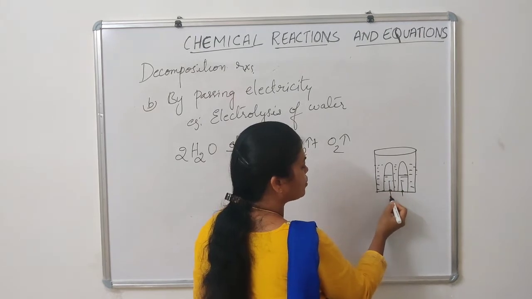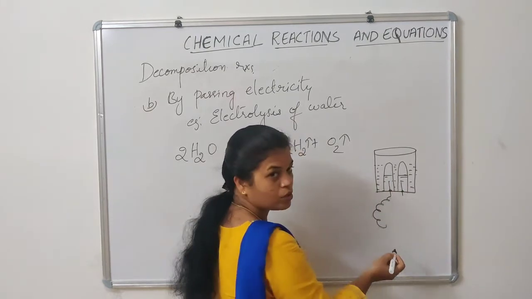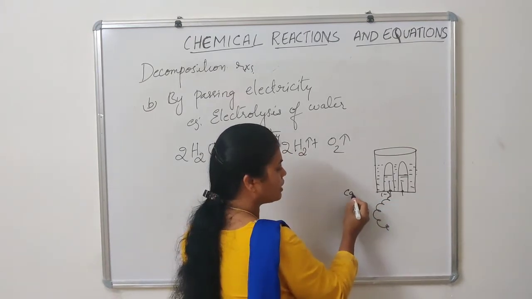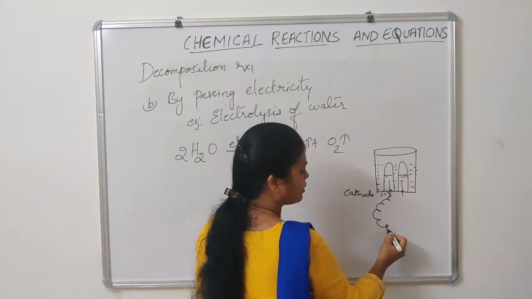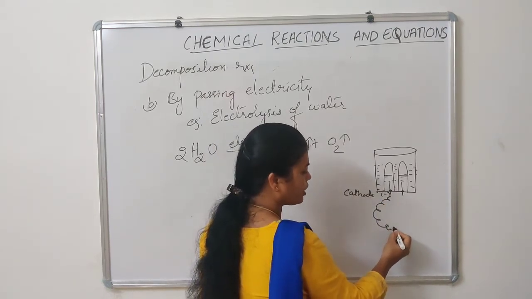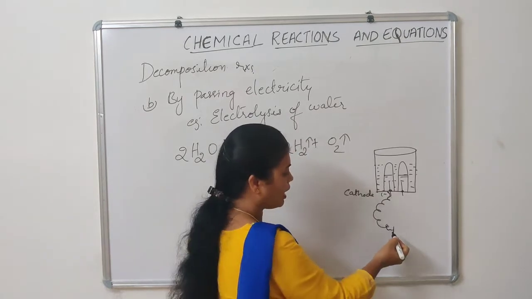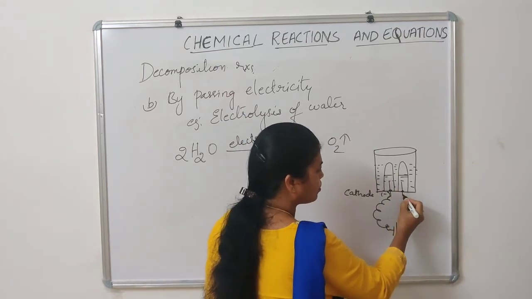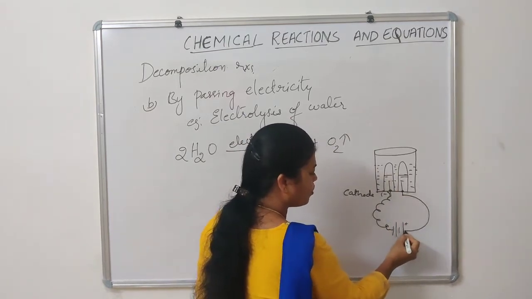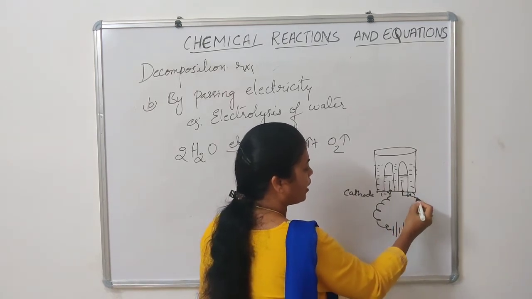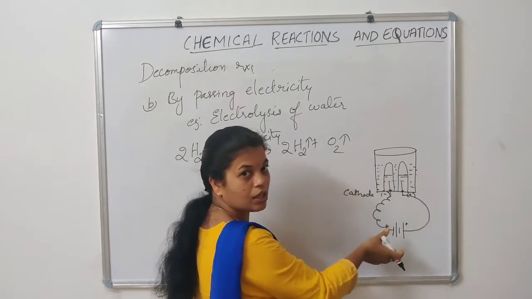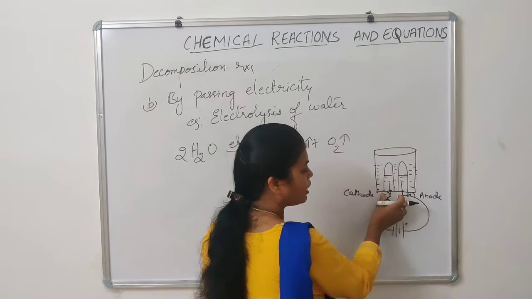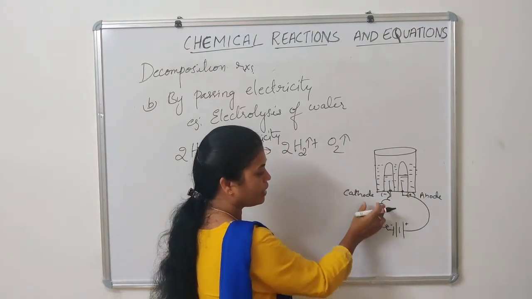Then connect these 2 electrodes to a 6 volt or 9 volt battery. The negative electrode is the cathode, and it is connected to the negative terminal of the battery, which is represented by the small line, while the bigger line shows the positive terminal. The graphite connected to the positive terminal is called the anode. If the electrode is connected to the negative terminal of the battery, we call it a cathode.